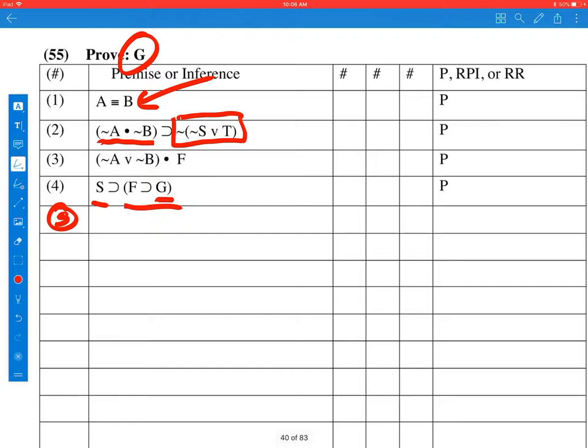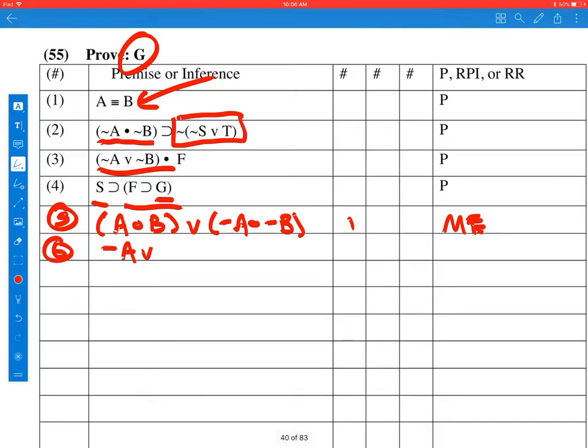Now, how am I going to get that? Well, first things first, let's explode this biconditional A, if and only if B, into one of its equivalents, which is A and B, or not A and not B. That's one material equivalence. Okay. Now, let's simplify 3, and we get not A or not B from 3 simplification.